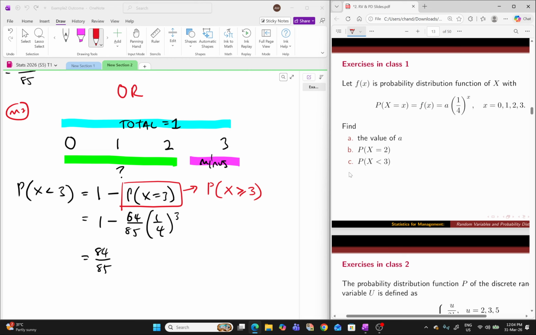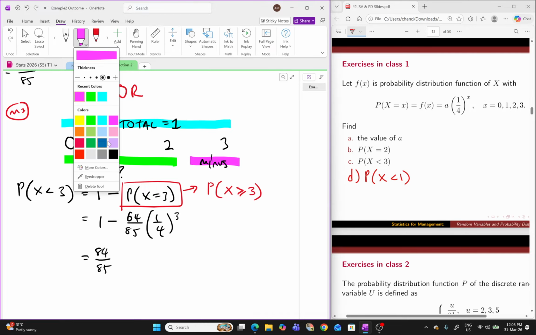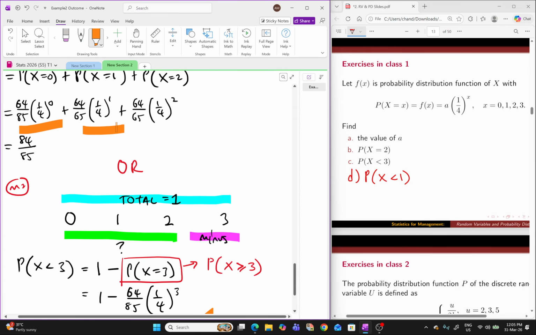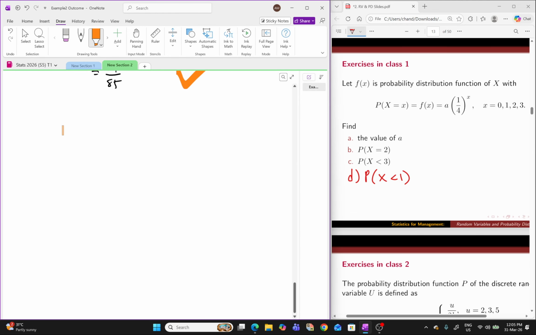Let's say I give you an extra question here, D. X is less than 1. We're going to do two methods like this. Untuk C, we prefer method 2. Because only one computation, yang ini ada 3 computation, we can save some time. Okay, let us do D here.